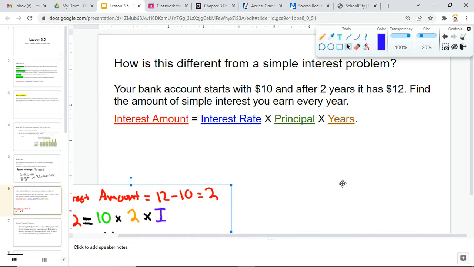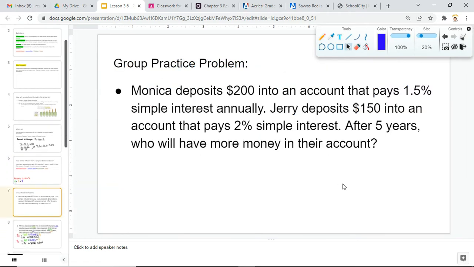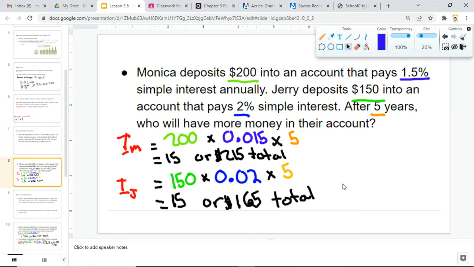All righty, let's go to another one here. Monica deposits $200 into an account that pays 1.5% interest annually. Jerry deposits $150 into an account that pays 2% simple interest. After 5 years, who will have more money in their account?